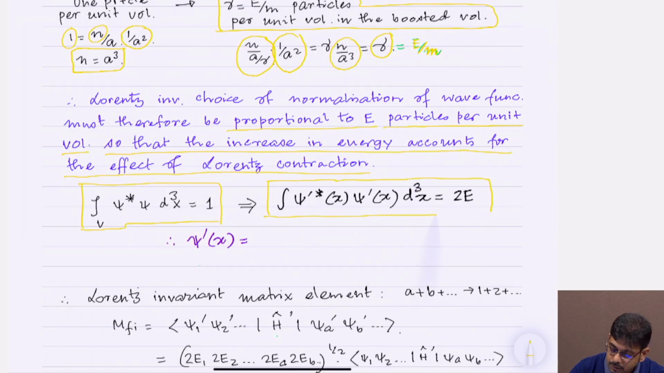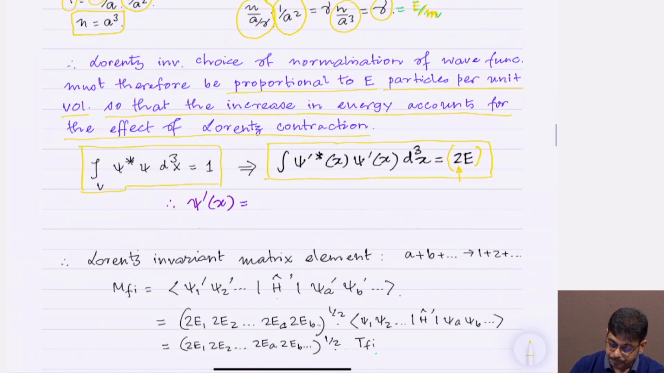Okay? So, this is what we are defining, that the Lorentz invariant way of normalizing the wave function must account for a factor of 2E on the right hand side. Why this factor of 2? I am going to come to that in a moment.